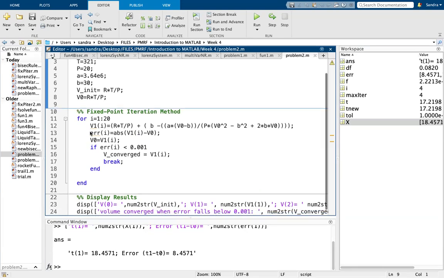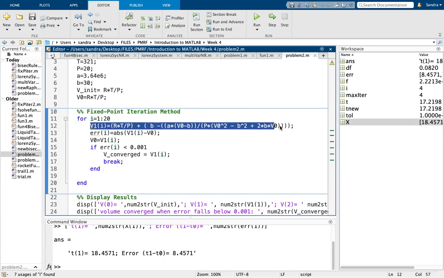So now we have the initial value RT by P. Now I do the fixed point iteration. Here I can use the convergence criteria, as I said, 0.01. For the time being, I'm just running it for 20 iterations. My V value comes from this equation. This is the exact equation that has been given in the PPT, with RT by P, and we have all this here.